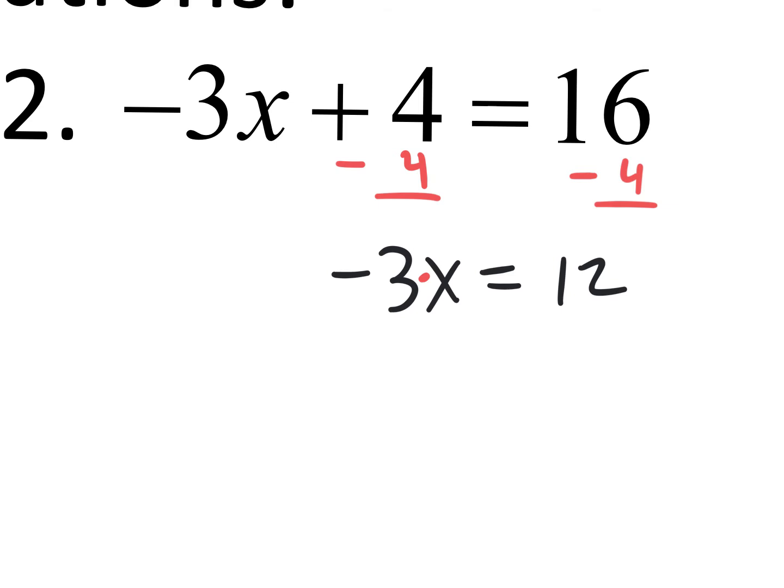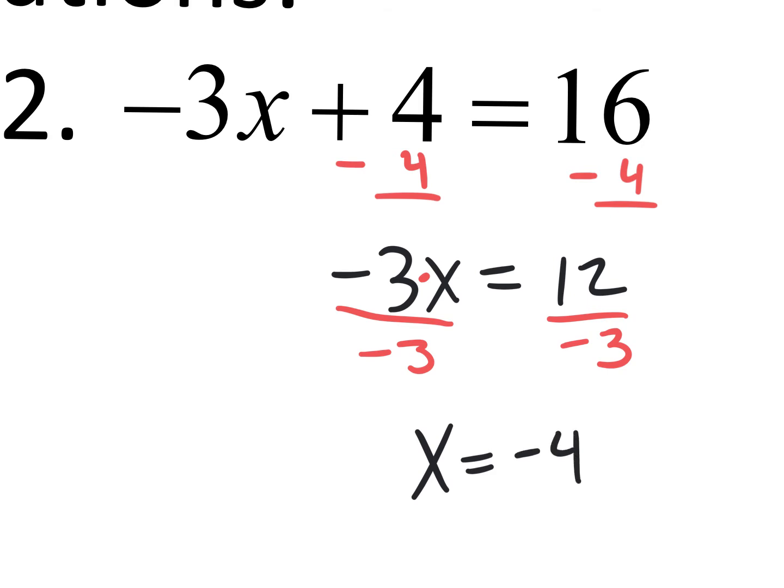Now at this point, you might already be able to solve it in your head. Like a negative 3 times a negative 4 will give you a positive 12. But I don't want you to do it in your head. I want you to actually continue and do the inverse operations to isolate that variable to get x by itself. So the way to get rid of that multiplication by negative 3 is to divide by negative 3. And what you do to one side, you do to the other side. Here we go. x equals 12 divided by negative 3. That is a negative 4.